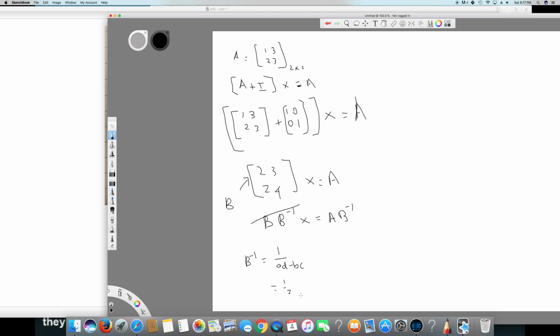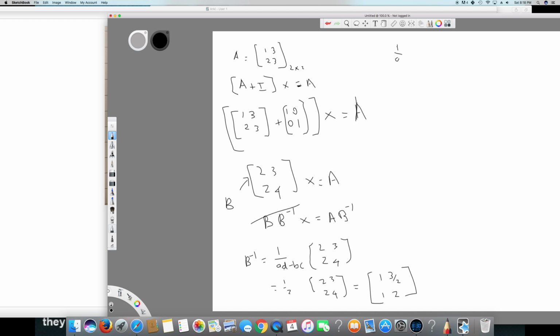So 1 over 2. So I have to multiply every value by 1 over 2 to get this answer. So 1 over AD minus BC times 2, 3, 2, 4. So 1 over 2 times 2, 3, 2, 4, which is going to give me 1, 3 by 2, 1, 2. So this is going to be my B inverse.